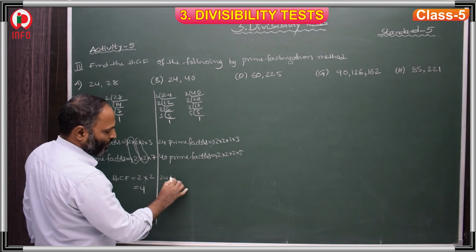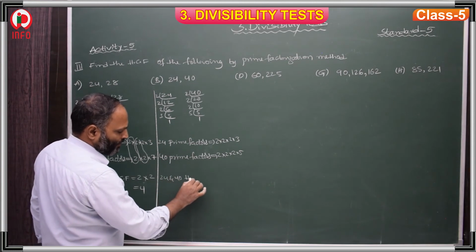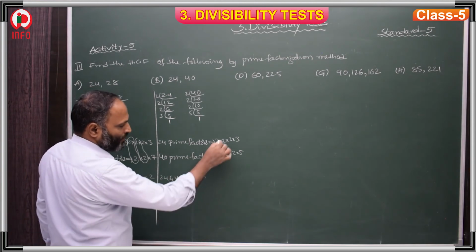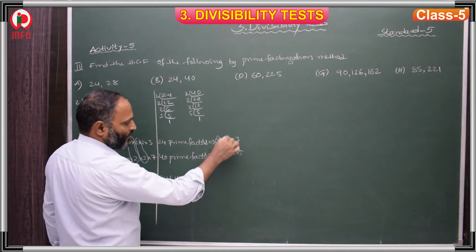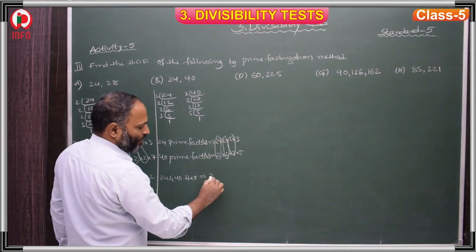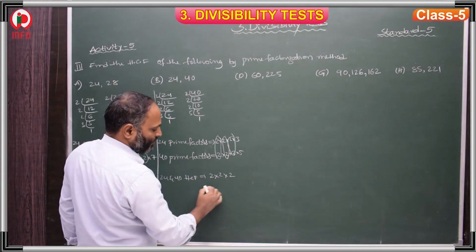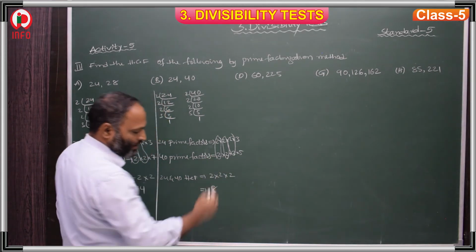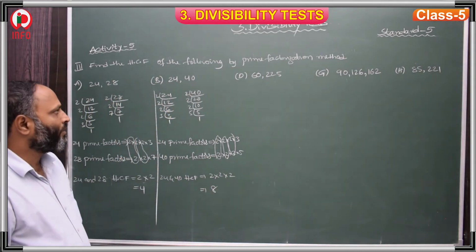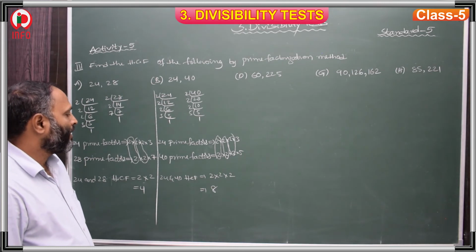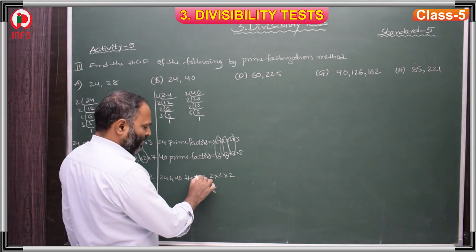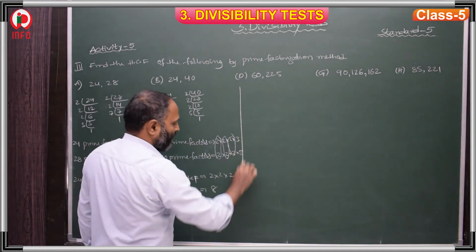Then 24 and 40 HCF. For HCF we have to take the common factors. What is common? These two. 3 2s were common, so we have to take 3 2s: 2 into 2 into 2, that is 8. 8 is our HCF of 24 and 40.